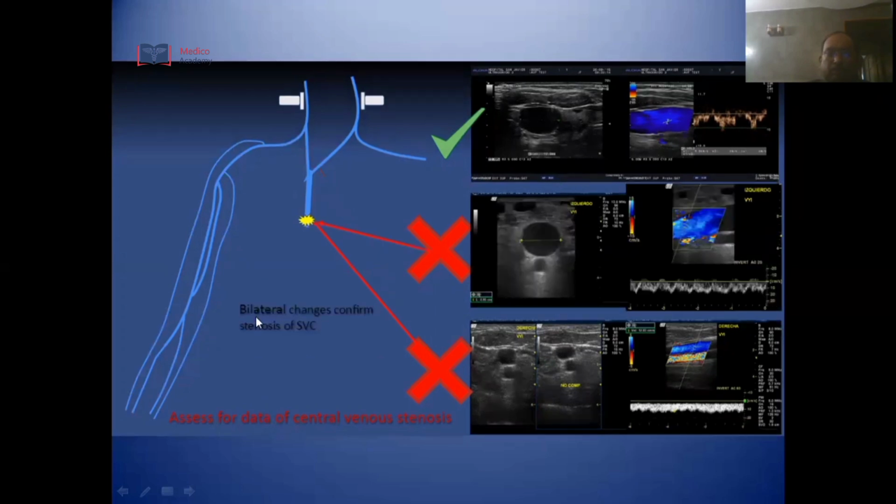If there are bilateral changes found in the internal jugular vein, such as thrombosis and reversal of the flow, then we should think that there is a central venous thrombosis in the superior vena cava.